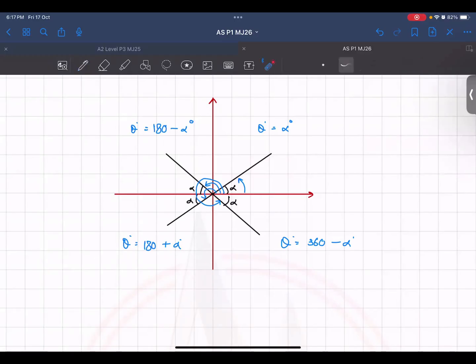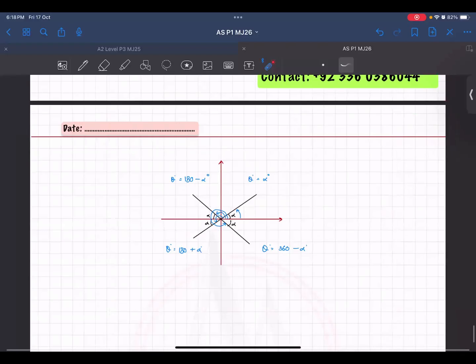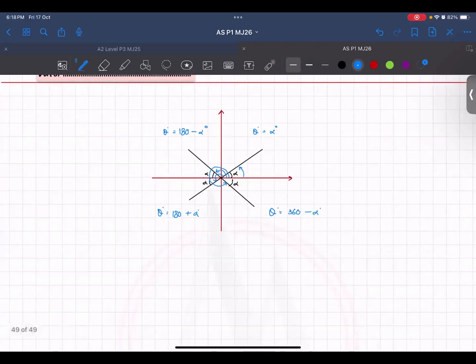Getting it? If this is your theta, you have the same alpha. This is your alpha and this is your theta. So 180 is the total. I'm subtracting this alpha, I will get the theta. I have this total, this is theta. 180 plus this alpha will give you the theta. Similarly, this angle, total we know it is 360. 360 minus this part, I will get theta. These are for positive angles.